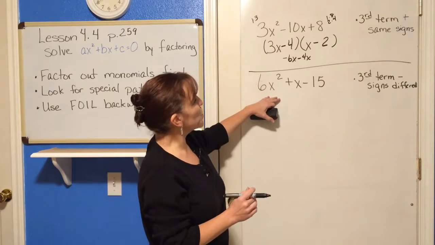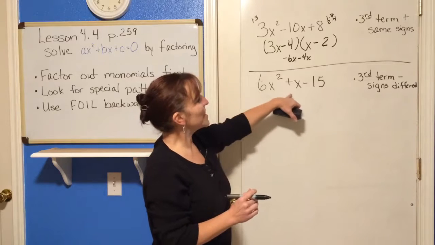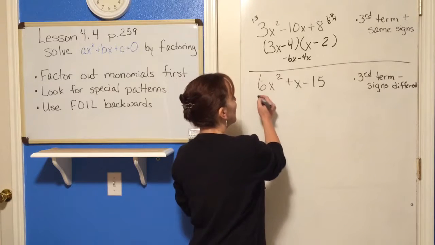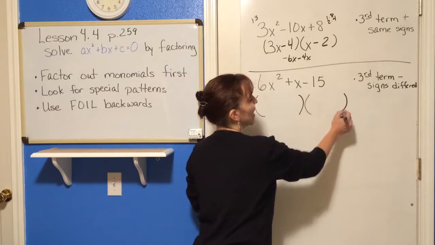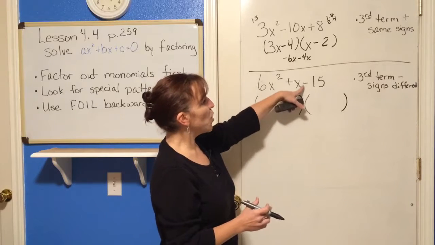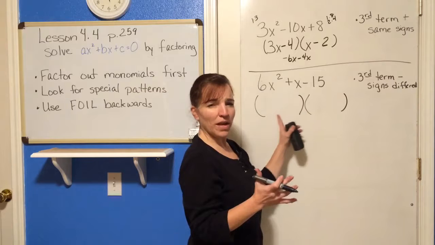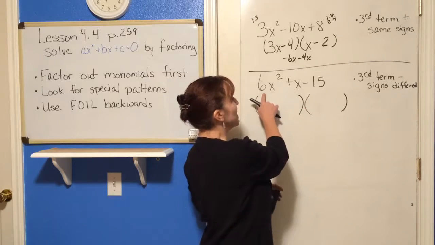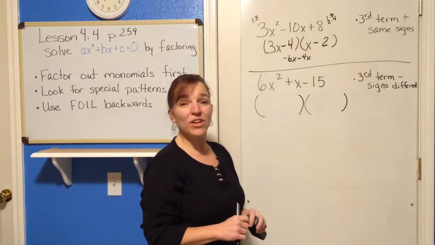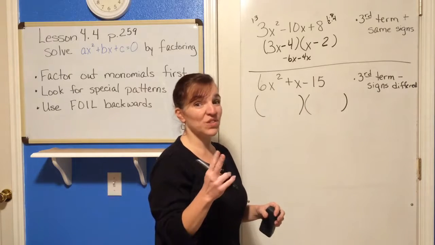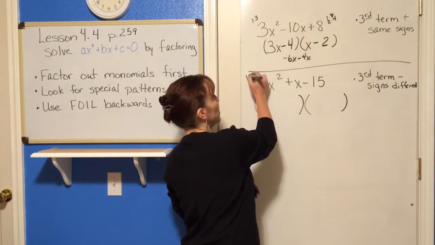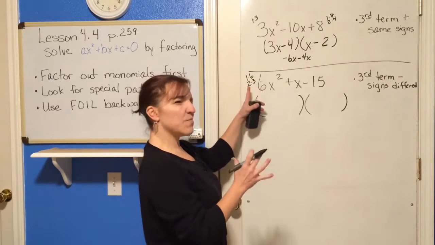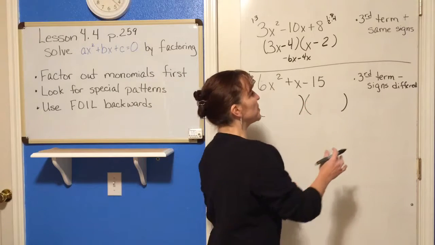This next one is 6x squared plus x minus 15, and you'll see this third term is negative. So in this case, we've got a couple of different things going on in our puzzle. We know that the signs are going to be different. We're going to need one positive and one negative in our two binomials. We also can see that the number in front of the x squared term has more than just one set of factors. We can multiply 1 times 6 to get 6, but we can also multiply 2 times 3 to get 6. So we need to keep those combinations in mind and then move to the 15.